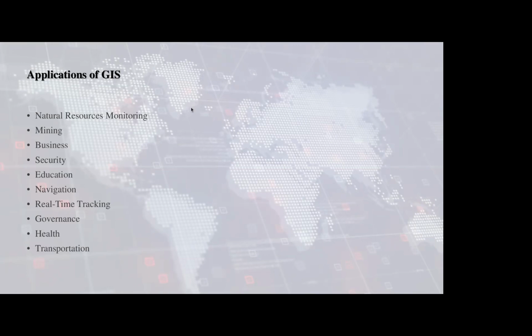In business, you want to monitor your business in real time. So where are most people residing? Where is the middle class located? Where can we actually put up a new supermarket or a new mall? So these are some of the questions that we can ask ourselves, and we can use GIS to solve them.